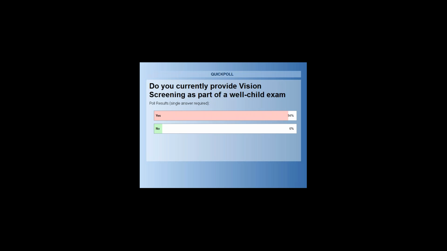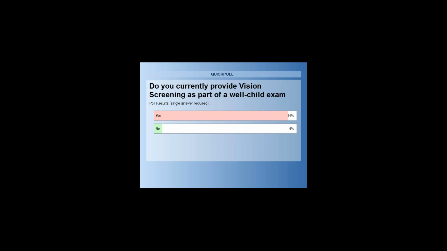The first thing that's important to be clear about is that vision disorders are a highly prevalent condition. They are the fourth most common disability in the United States today for children and for adults. And vision problems are the most prevalent handicapping condition in childhood.